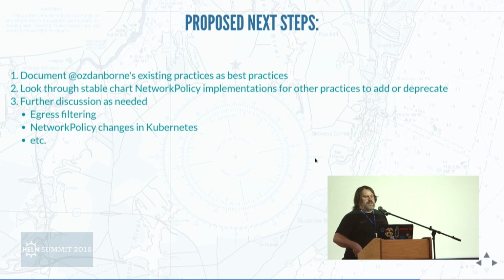So proposed next steps, we should document what Dan Osborne's already done as best practices. We should look through the stable chart network policy implementations, because there are other people contributing to this. Nobody as frequently as him, but there are other people. And see if there's anything else besides what I've covered here or what Dan's done to add, or maybe people are doing things we don't want them to do. And then we should say, no, we shouldn't do that. We should do this differently. And then set up some kind of further ongoing discussion.